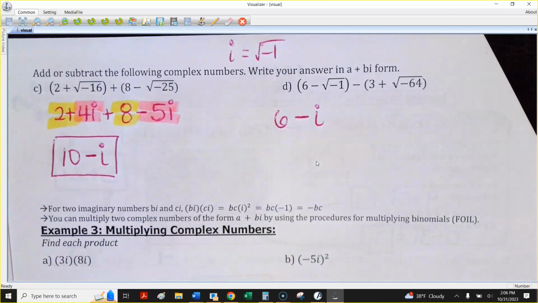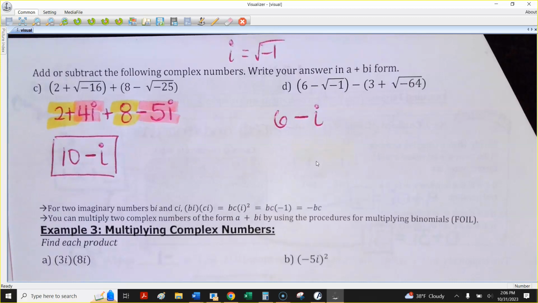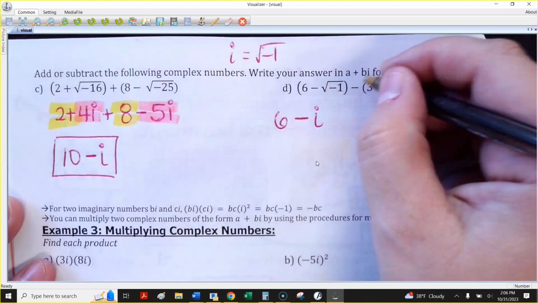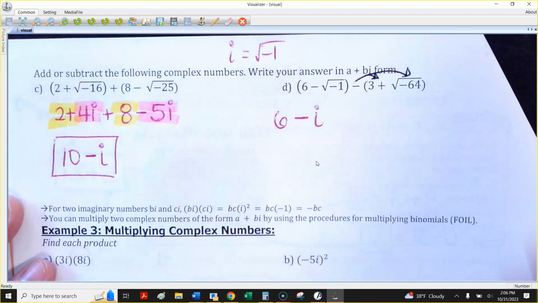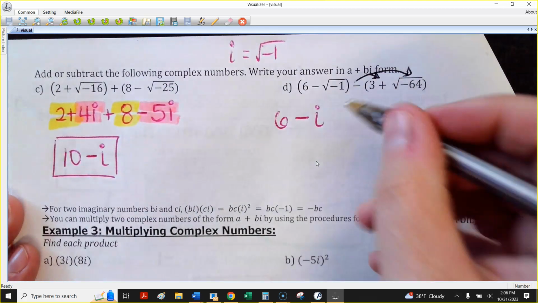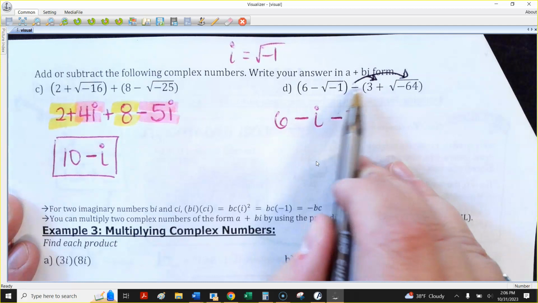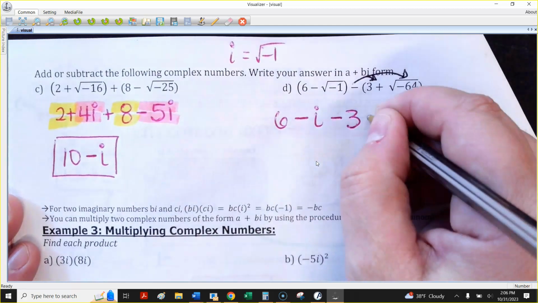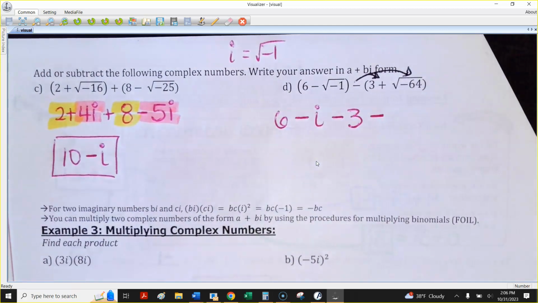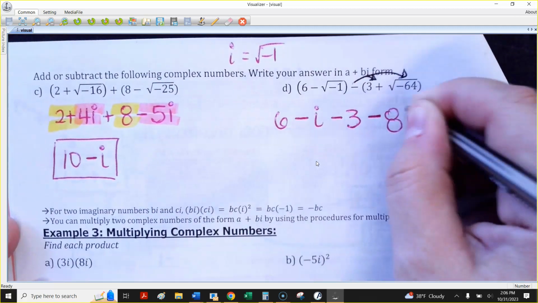Now, for the second part of this, I am subtracting. So I'm just going to distribute the subtraction symbol here. So this would end up being -3, and then it'll be a negative times a positive there. So I'm actually going to change that to a minus. What would the square root of -64 really be? 8i. All right, and then once I got that, just combine your like terms.